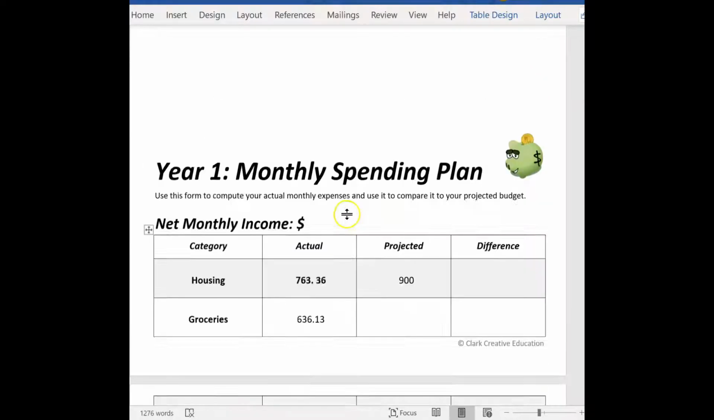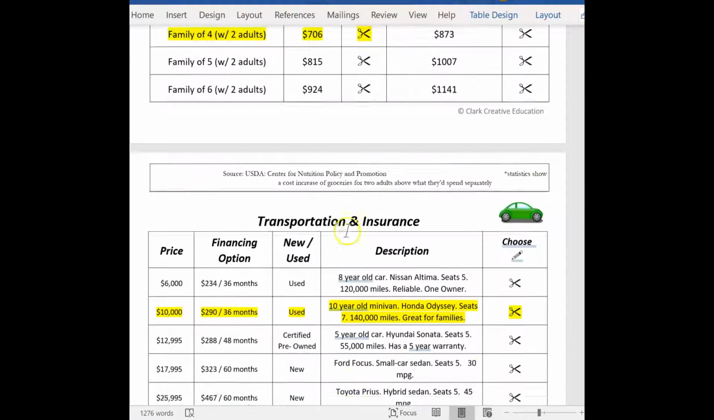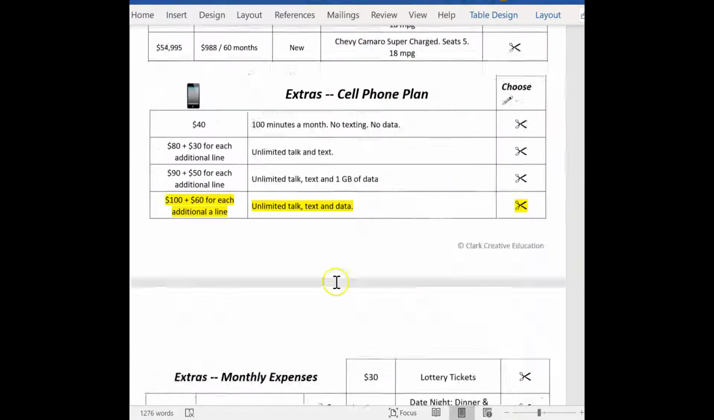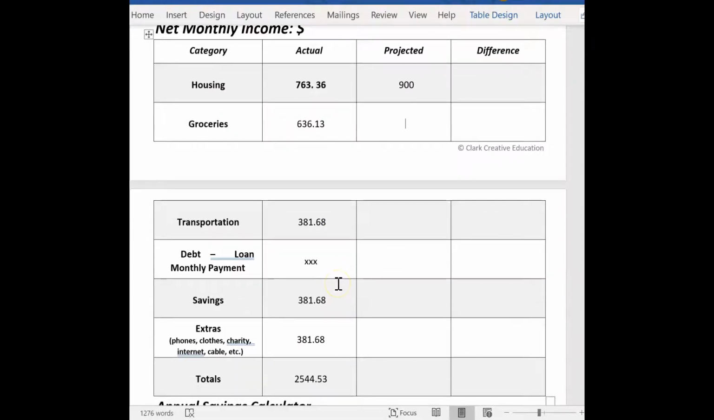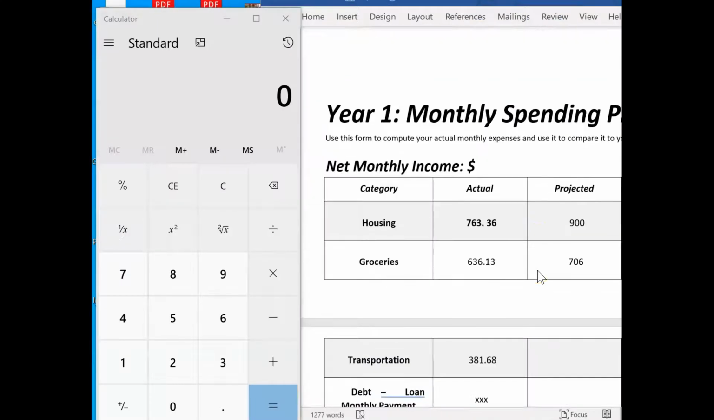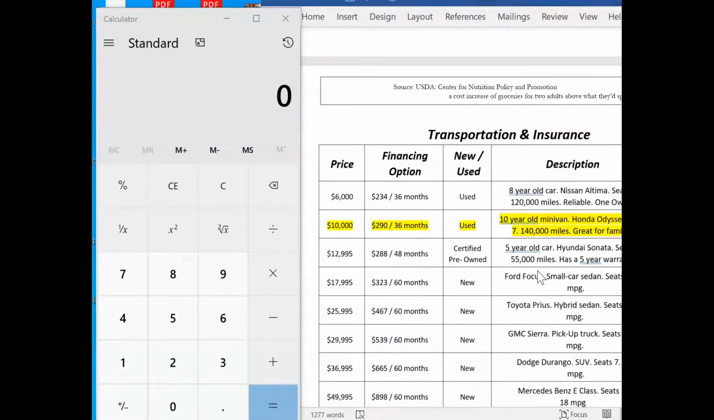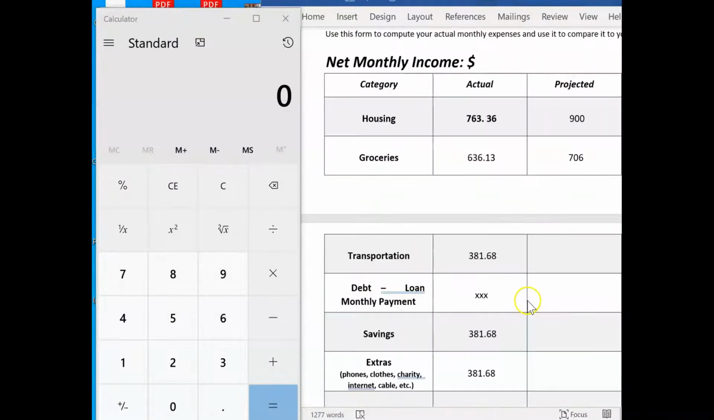And then I go up to groceries. What did I pick for groceries? A family of 4 with 2 adults, $706. So for my transportation, I got a minivan. It's $10,000, but it's $290 a month.